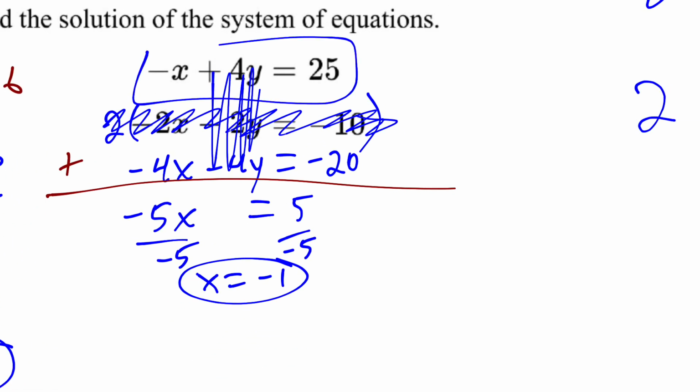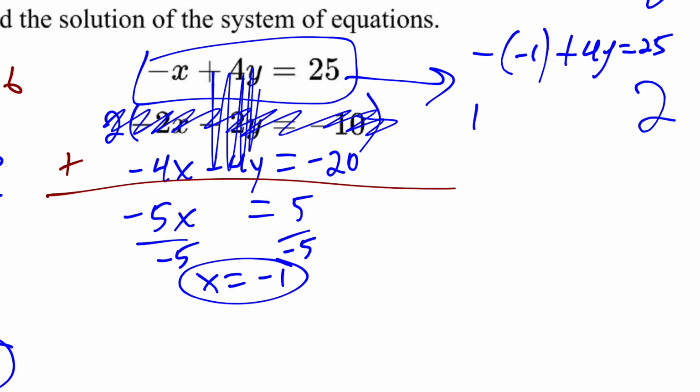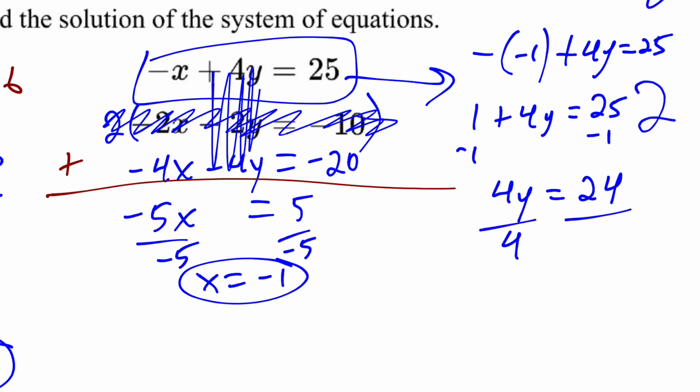Let's plug that into this top equation over here. Negative 1 plus 4y is equal to 25. Minus 1 plus 4y is equal to 25. Minus 1, minus 1. 4y is equal to 24. Divide by 4, divide by 4, y is equal to 6.